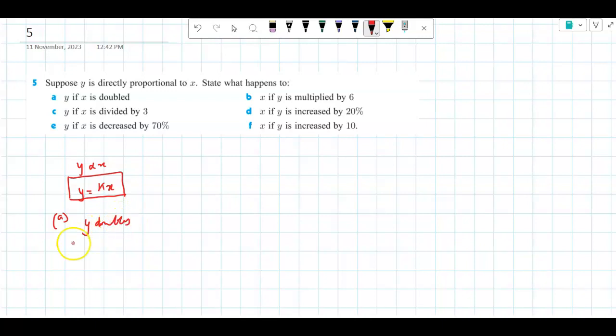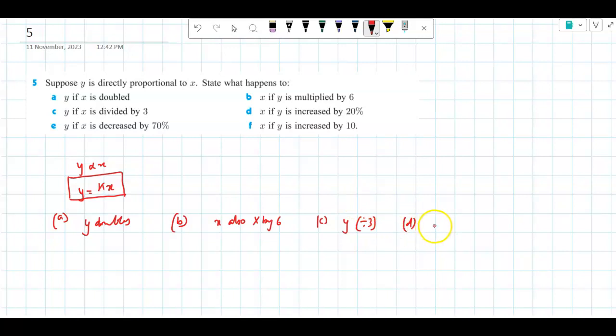So y doubles. Okay, B. If x gets multiplied by 6, y is also multiplied by 6. Correct? If x is divided by 3, y is divided by 3. So for doubling, multiplication, division, the same thing happens. It simply gets reflected on the other coordinate.